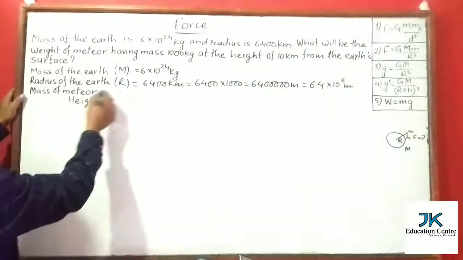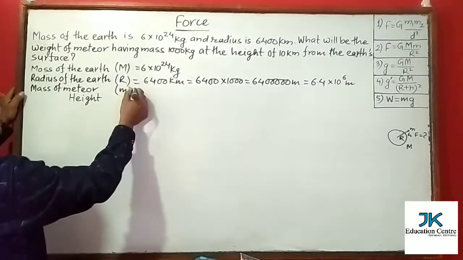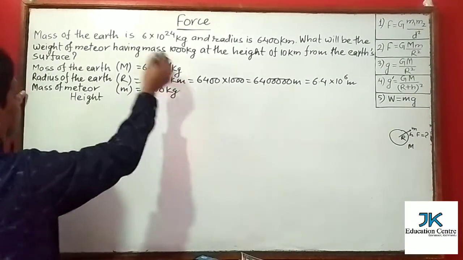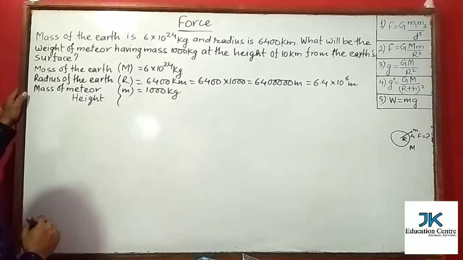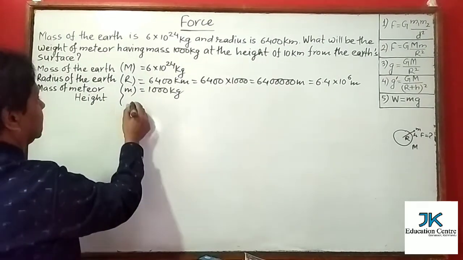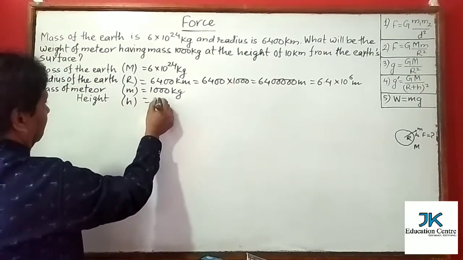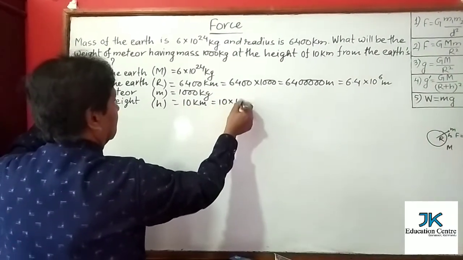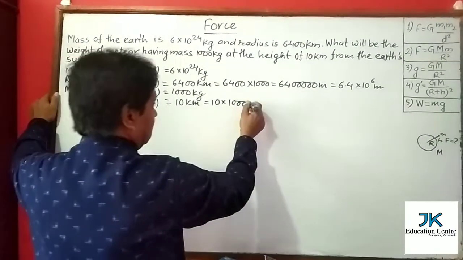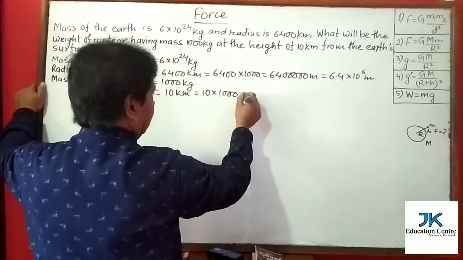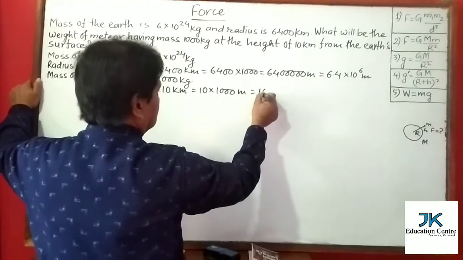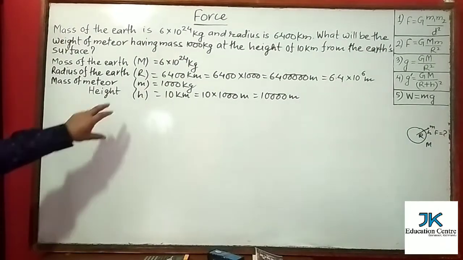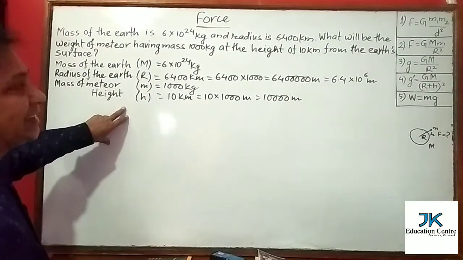Now next is the mass of the meteor. Mass of the meteor is small m, equal to 1000 kg, and the height from the surface of the earth is given. It is 10 kilometer. Kilometer should be converted to meter by multiplication with 1000. This is 10,000 meter. Now these are the given values. Now one thing is missing.